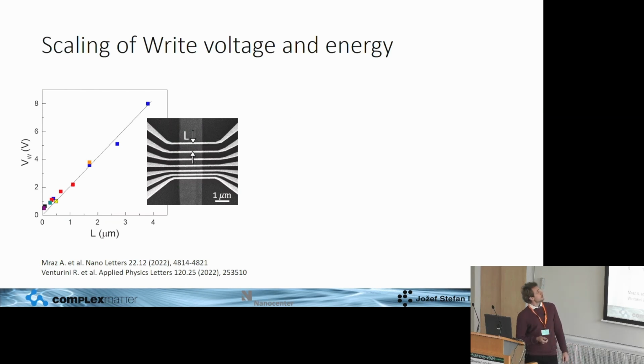Yeah, we were also interested in examining how scaling of this device works, essentially how the scaling of the device dimensions affects the write voltage. So we fabricated many devices like this, which have varying gaps between the electrodes. And we found that this write voltage scales practically linearly down to very small gaps. The smallest device that we've been able to measure had a gap of 60 nanometers, and that gave us a write voltage of about half a volt.